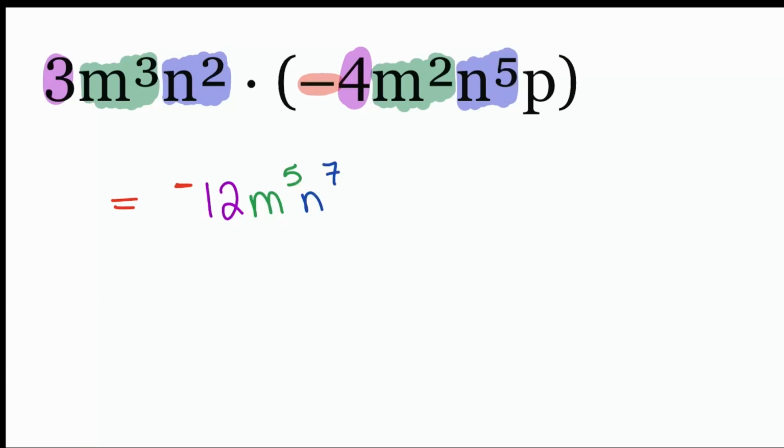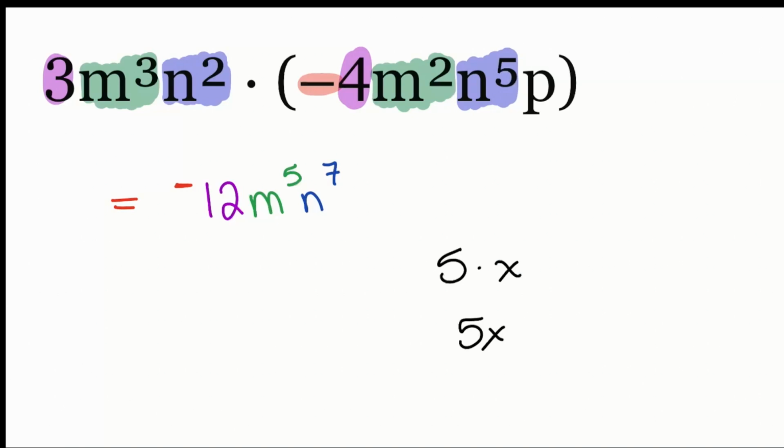And then lastly, my friends, even though we don't have a p over here and we do have one here, what do we do with the p? Yeah, we just bring it down. In the same way as, hey, if I'm multiplying 5 times x, well, you can't really mix the two, so we just write 5x. So it's the same deal.